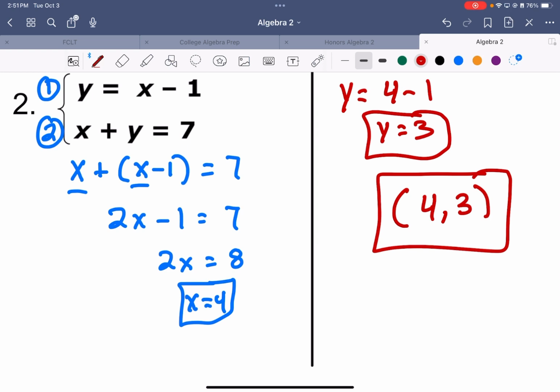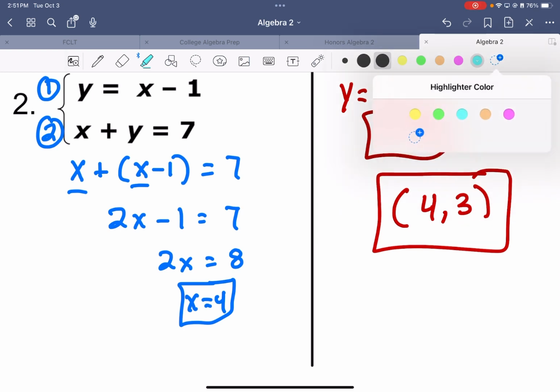Again, just check it. 3 plus 4 is 7. It works. Well, you know it works for the first one because that's what we substituted in there. So again, you always want to kind of just quickly check these to make sure that you're good to go.